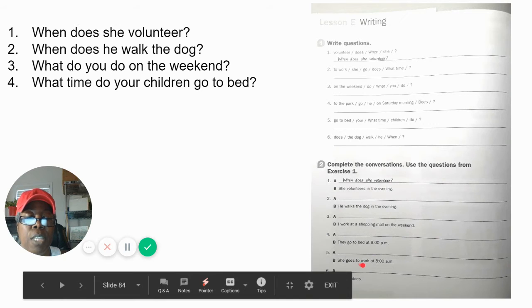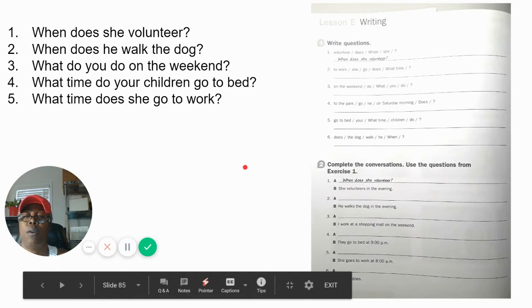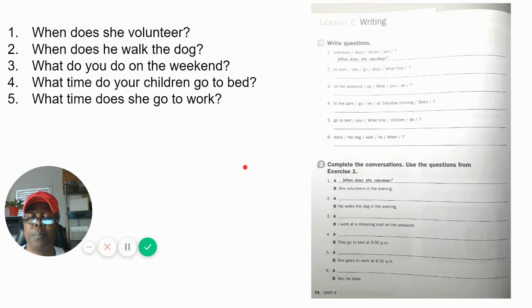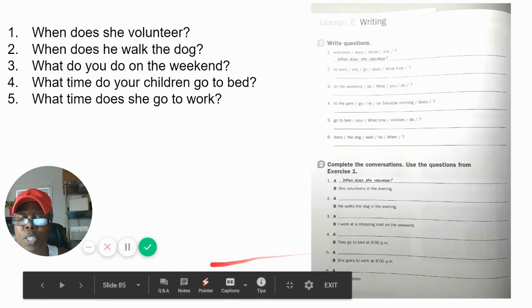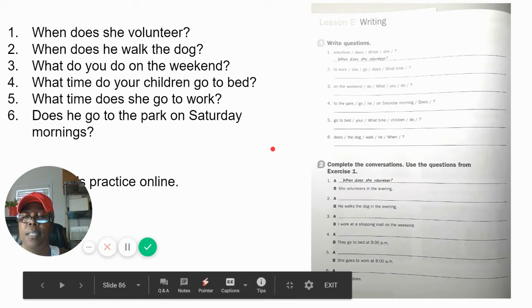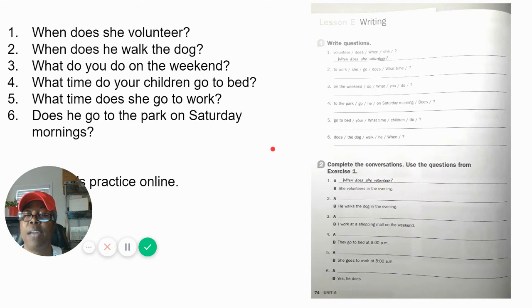Number 5, she goes to work at 8 a.m. is the answer. So our question is, what time does she go to work? And the last answer is, yes, he does. I wonder what the question is for that. Yes, he does. So our question would be, does he go to the park on Saturday mornings?